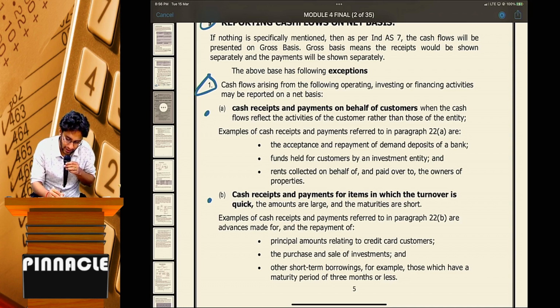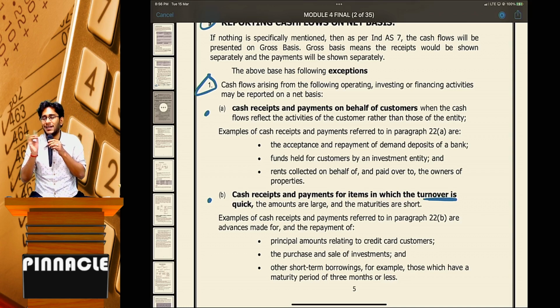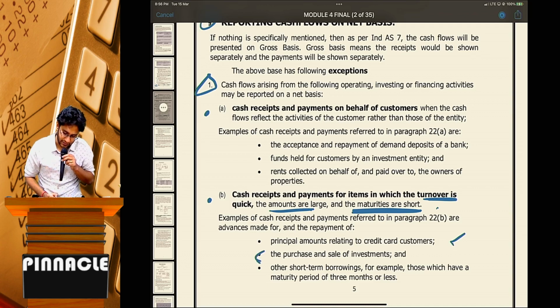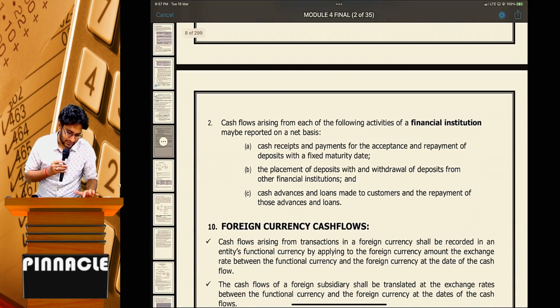Cash receipts and payments for items in which turnover is quick. Turnover here is not sales. Turnover means, in the context of turnover, time taken to close up the transaction. I gave loan to you, credit card basis. Within 40 days you paid me. Like this, many transactions are there and many transactions got closed also. Turnover means time taken to close it. Amounts are large and maturities are short. Principal amount relating to credit card customers, purchase and sale of investments, other short-term borrowings, for example, which have a maturity period of 3 months or less. So that is one example.